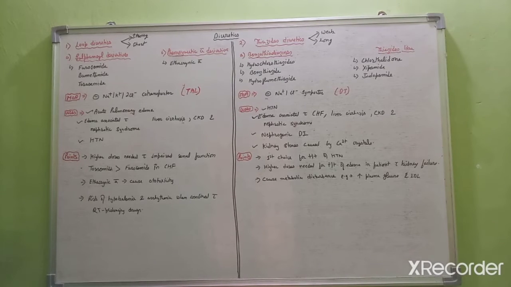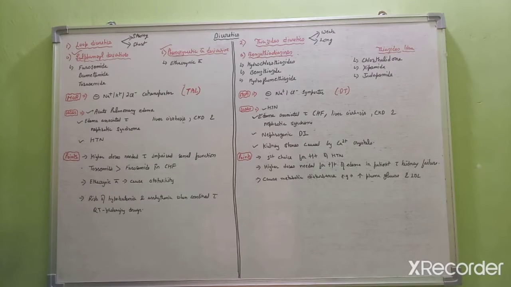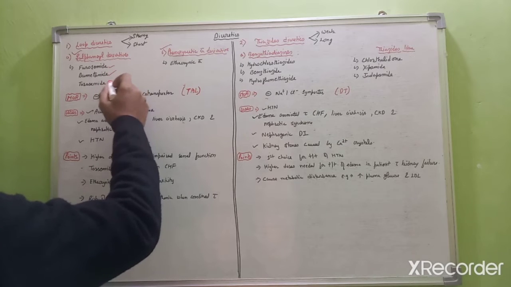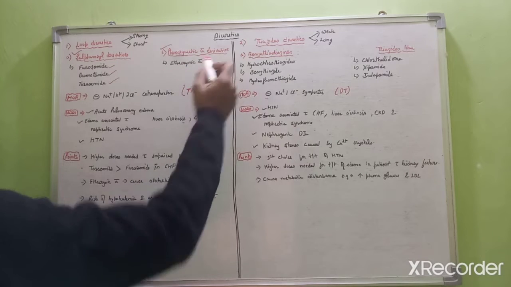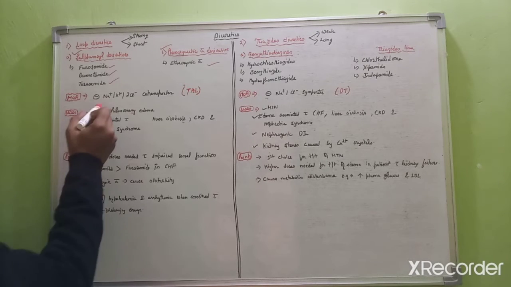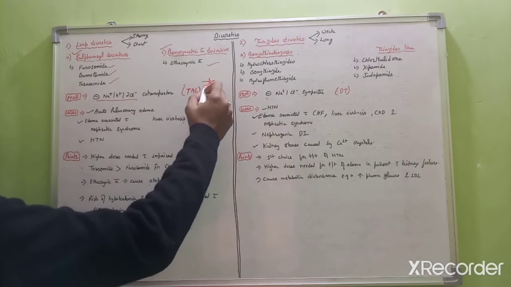The first drug is the loop diuretics. In loop diuretics we have two categories: one is sulfonamide derivatives and the second is phenoxyacetic acid derivatives. In the sulfonamide derivatives we have drugs like furosemide, bumetanide, and torsemide, and in the phenoxyacetic acid derivatives we have a drug like ethacrynic acid. The mechanism of action of loop diuretics is that they inhibit the sodium potassium 2 chloride transporter in the thick ascending loop of Henle.